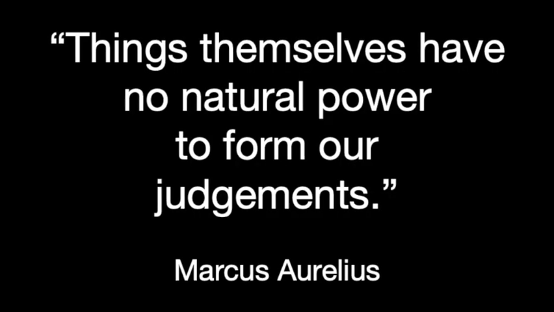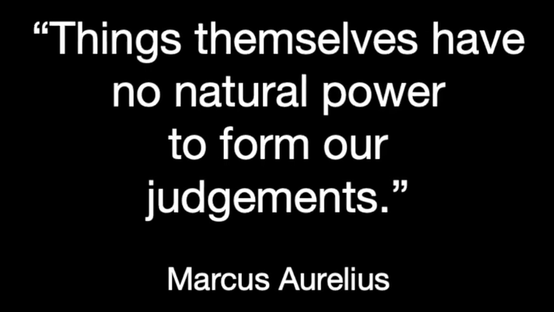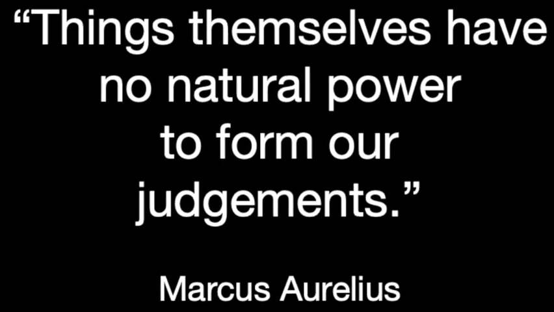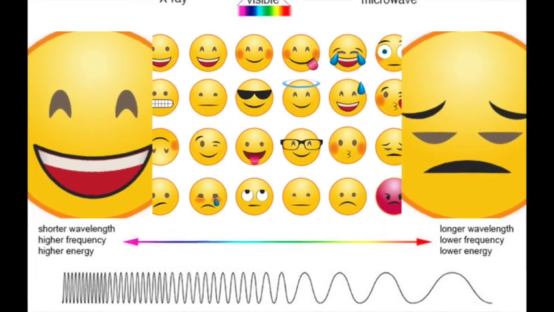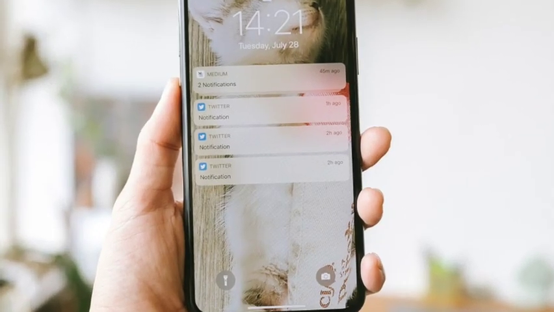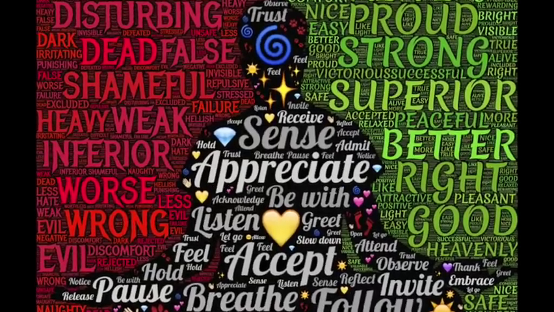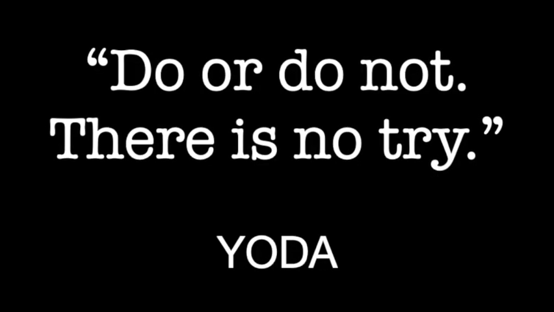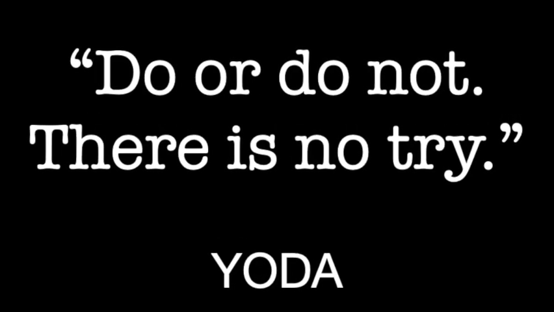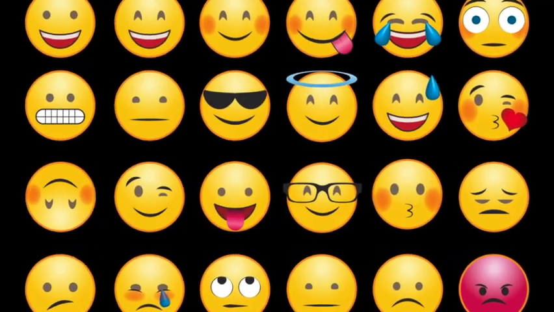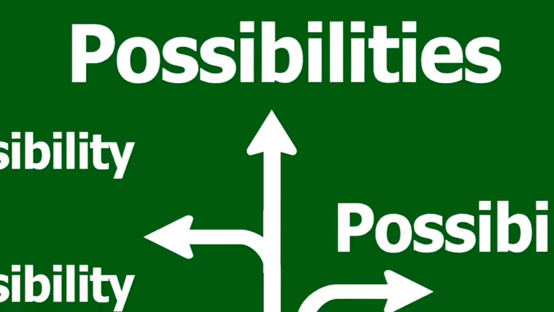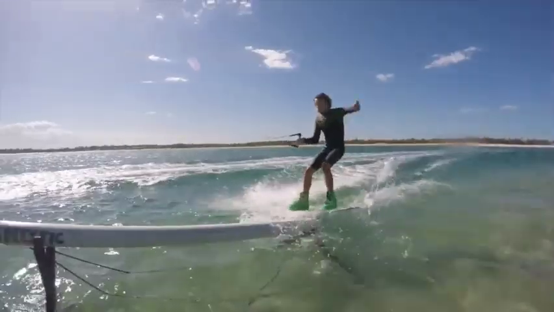The proof positive examples are, things themselves have no natural power to form our judgments, Marcus Aurelius. And so it is our emotions that give us a heads up about our own judgment of things. Do or do not, there is no try, Yoda. And so emotions give us a heads up as to whether we're trying or actually doing.